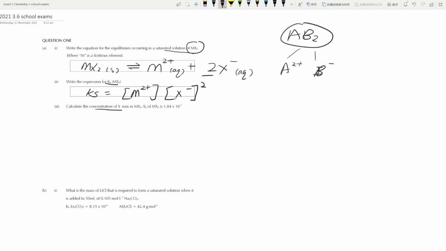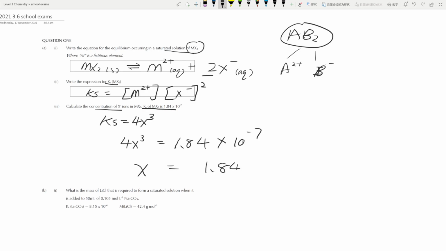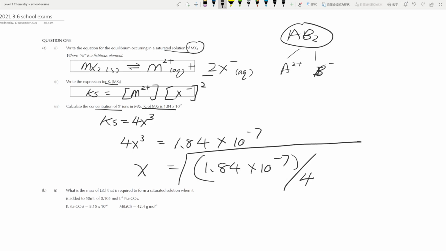Now calculate the concentration of X- ions, if Ks is 1.84 times 10 to the power -7. So this is your typical Ks, because this is an AB2 type, so you can just go Ks equals 4x cubed. So 4x cubed equals 1.84 times 10 to the power of -7. So how do I solve x? You use 1.84 times 10 to the power -7 divided by 4 first, and once you divide it by 4, you cube root this particular number.